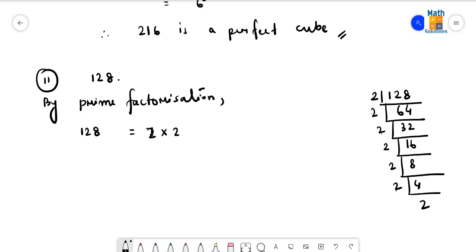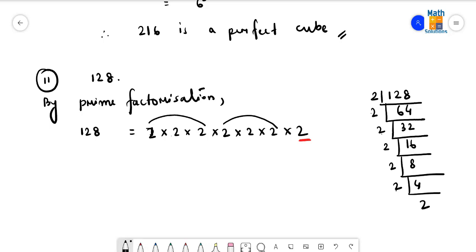2 into 2 into 2 into 2. 4 2's I have written here. 2 into 2, how many? 1 2 3 4 5 6 7. So if I consider the triplets, then this 2 is left behind, this 2 remains unpaired.